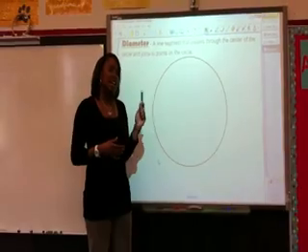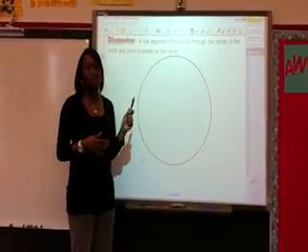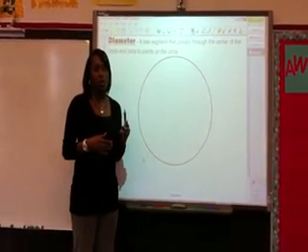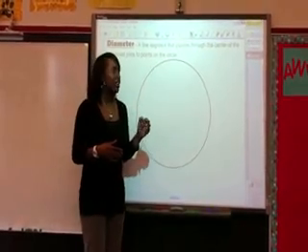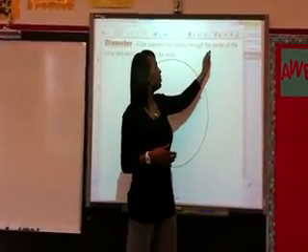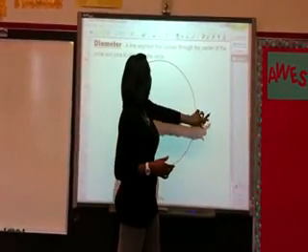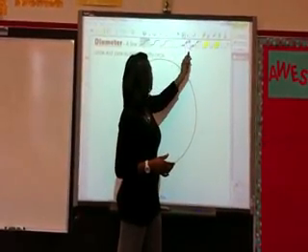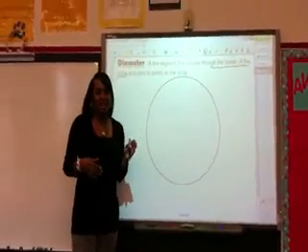So they learned that a diameter is a line segment that passes through the center of the circle and joins two points on the circle. The main key idea here is that the diameter must pass through the center. The diameter must pass through the center of the circle. That is the main idea.